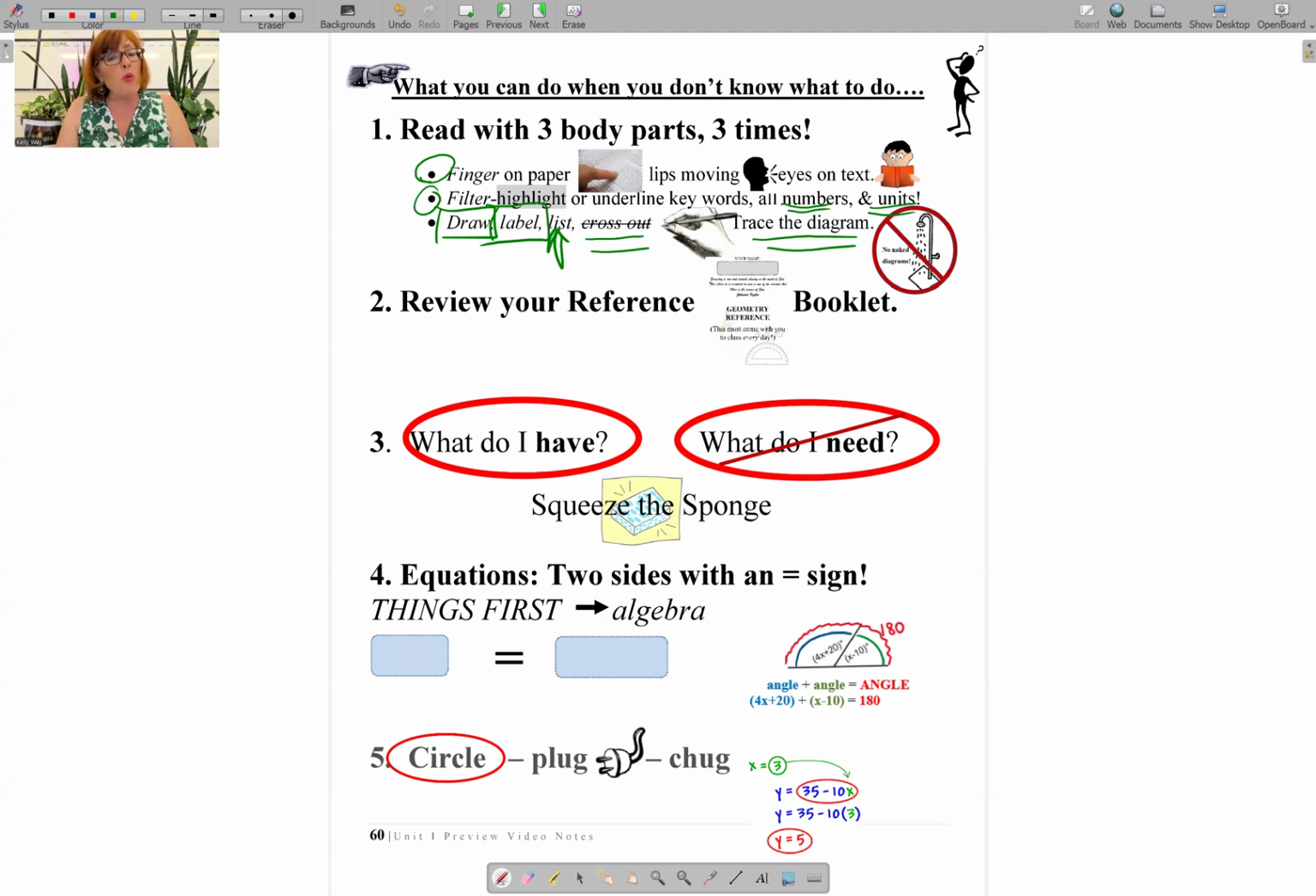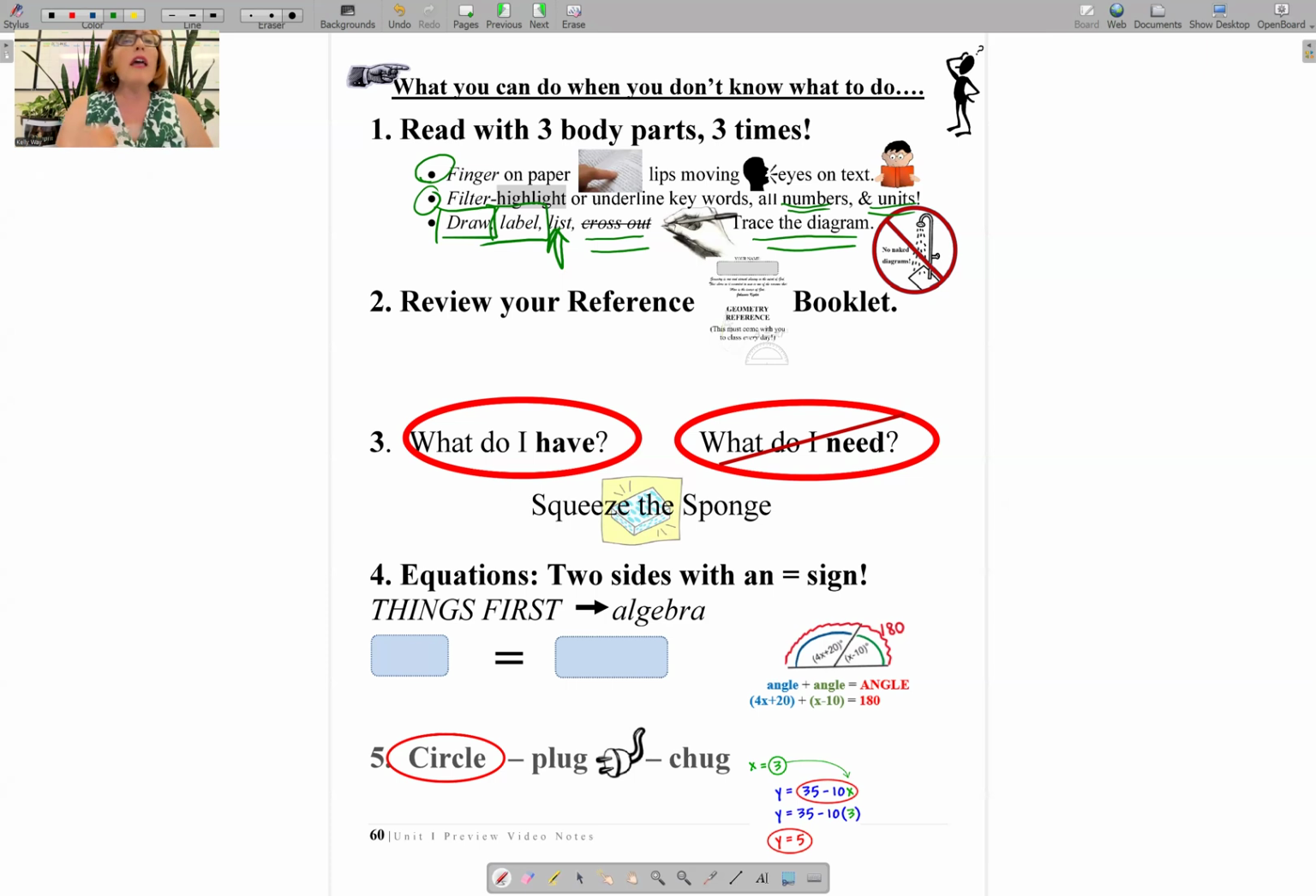You need to remember when you work with equations that the equations have two sides with an equal sign. Do this with your hands. Say it out loud: equations have two sides with an equal sign. Do it again. Equations have two sides with an equal sign. Let me give you an example.